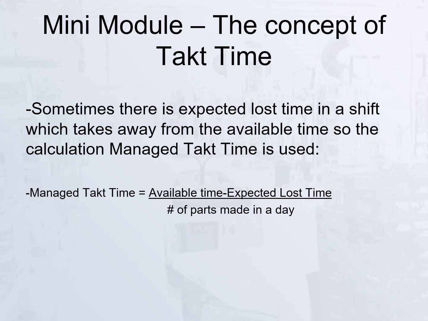We're now going to talk about the concept of managed tack time. And managed tack time, we use that when sometimes there's an expected lost time in a shift, which takes away from the available time. So the calculation of managed tack time allows us to account for that. So managed tack time is equal to the available time minus the expected lost time divided by the number of parts made in a day.